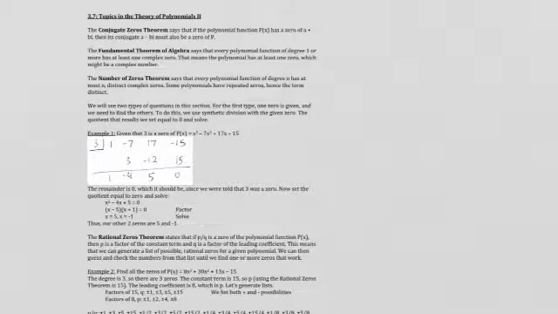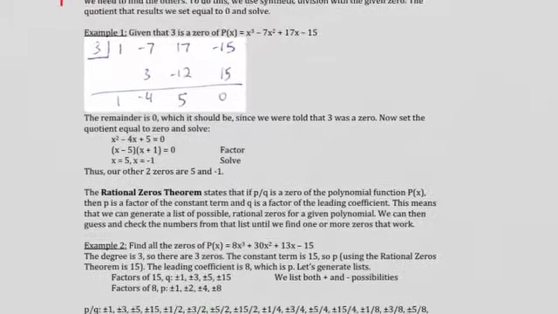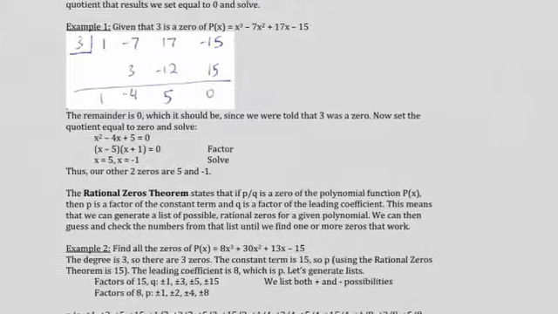Alright guys, so now let's talk about section 3.7 in the theory of polynomials, part 2. First of all, I would like to remind you that you need to know the conjugate theorem, the fundamental theorem of algebra, as well as the number of zeros theorem. So let's take a look at example number 1. They are telling you that 3 is a zero.